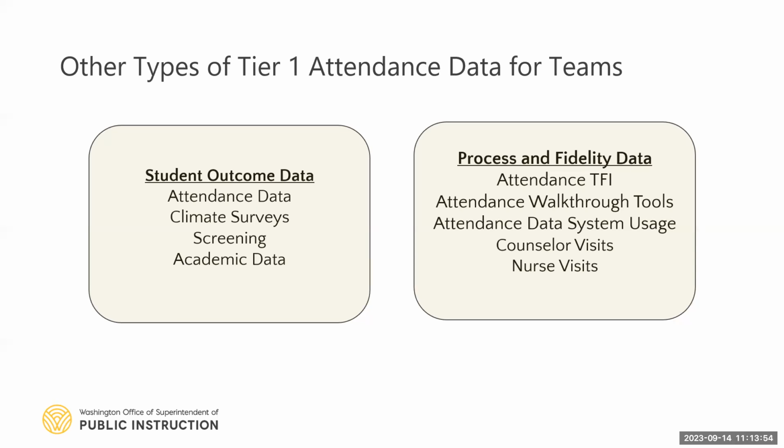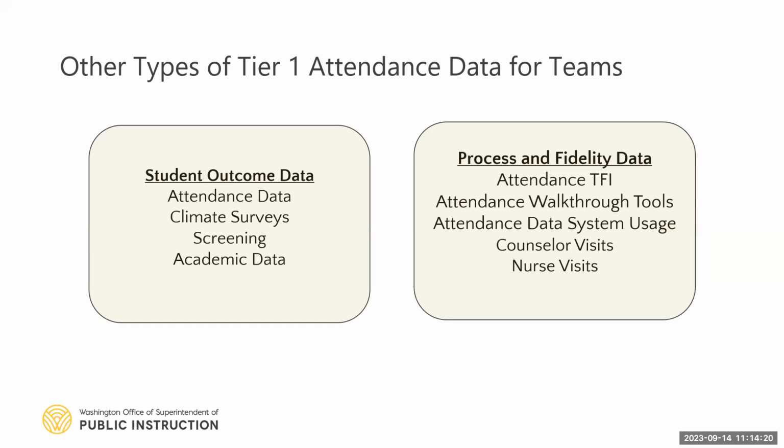On the other side of the attendance data set, you can look at process measures. So oftentimes we like to look at attendance data or outcome data, but we forget to ask ourselves, are we doing the things we said we were going to do to make change happen? So process measures are really great in terms of going to look for a really solid tier 1 in your building, either academically, attendance, behaviorally.